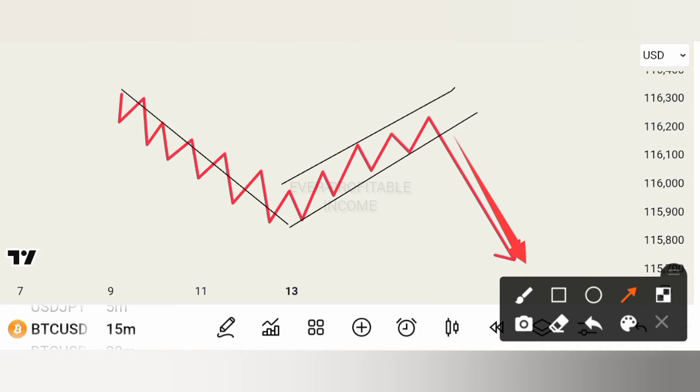Now, another thing for you to identify a flag pattern is that during the formation of the flag, right here, when you have this bearish downtrend, when you have this bearish movement, the momentum will be high, the volume will be high, but during this period of consolidation, the momentum reduces, okay? What are the features that you use to identify that the momentum in a price chart is high or is low?